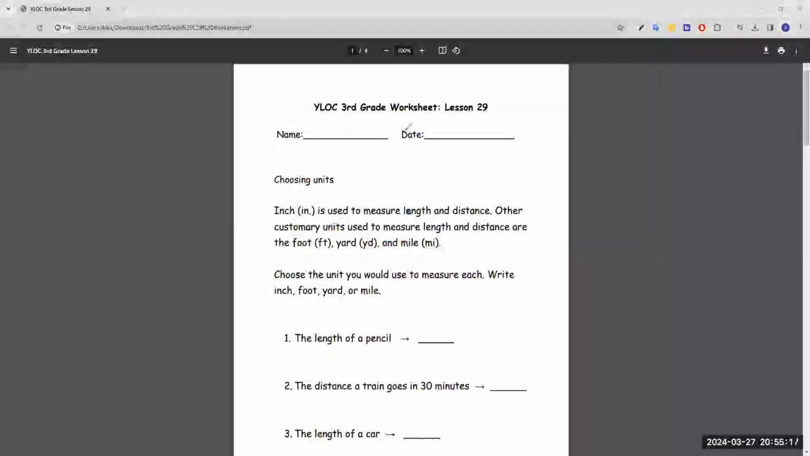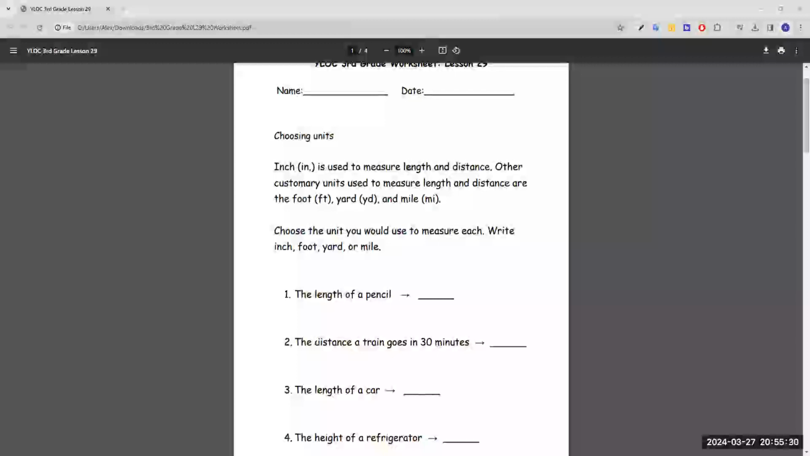Today we're going to be doing third grade worksheet lesson 29. So let's start off with choosing units. Choose the unit you would use to measure each. Write inch, foot, yard, or mile. Okay, so number one, the length of a pencil.